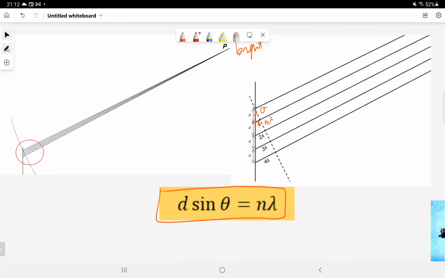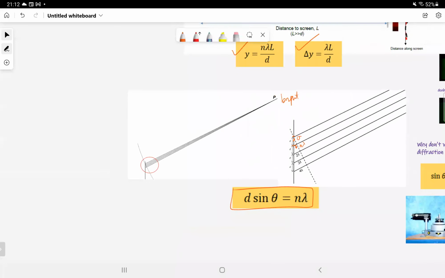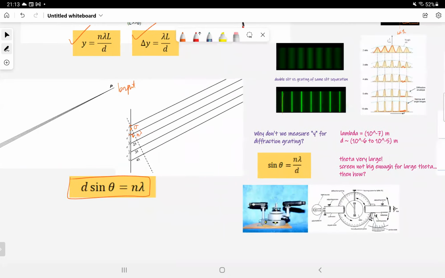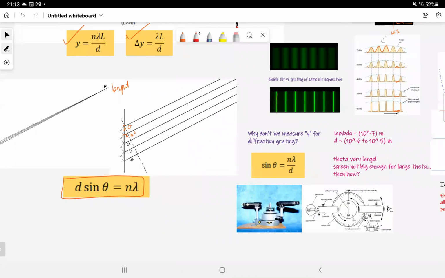Full stop. Is there any simplification? The small angle approximation doesn't apply. Because typically, lambda is just a bit smaller than the d. Just a bit.